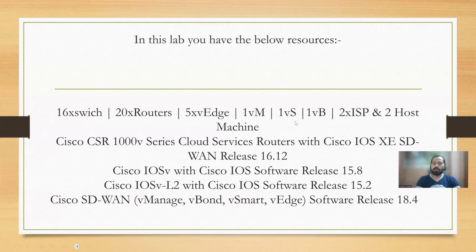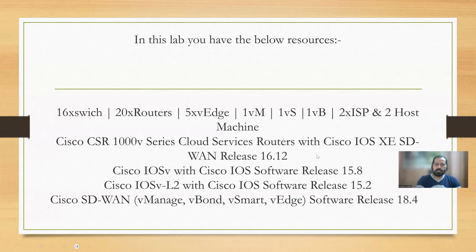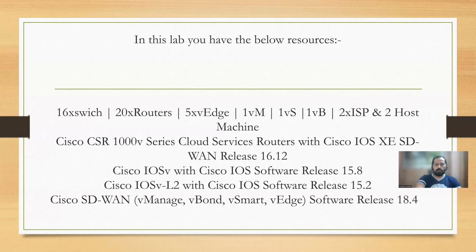Now, what you can't do in this lab: you can't do labs related to DNA, because in this EVE-NG lab we don't have Cisco DNAC integration, and you can't do ISE labs as well, because we don't have ISE integration either. For that practice, you need a full-fledged online rack from any good place. You can go and have it. But apart from 2.1 and 2.2, you can perform all the tasks.